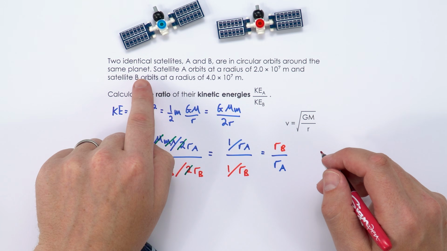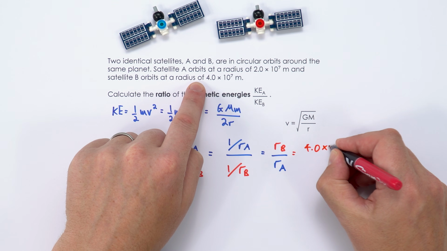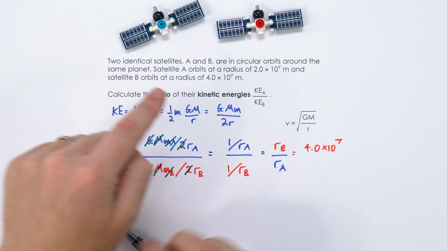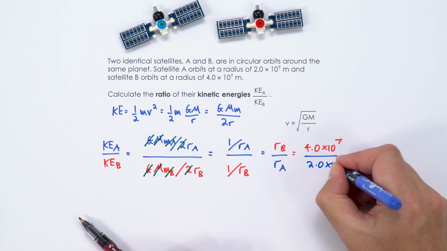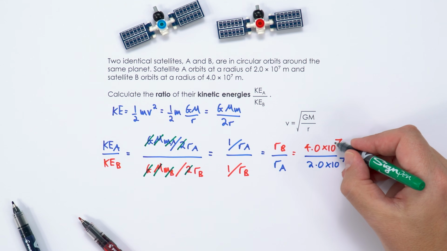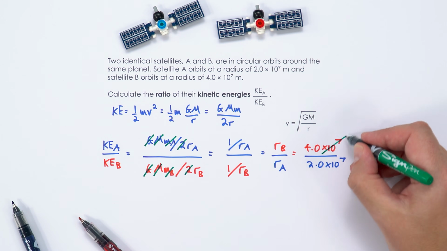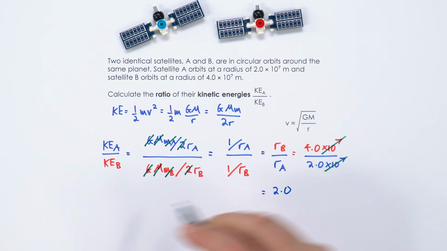Now it says rB is equal to 4.0 times 10 to the 7, and rA is equal to 2.0 times 10 to the 7. And again, we don't need a calculator for this because we've got a 10 to the 7 divided by 10 to the 7. So I'm just going to get rid of those. And that's then the same as 4 divided by 2, which is just equal to 2.0.